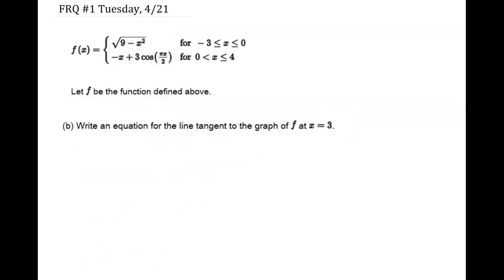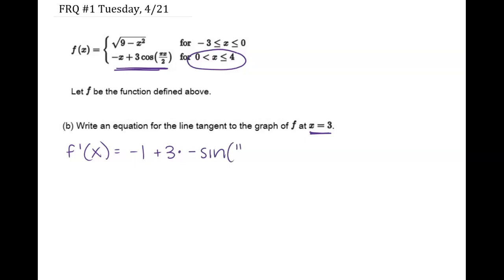For part B, we're finding the equation of the tangent line. So, first of all, for tangent line, we have to find the derivative, because the slope of the tangent line is just the derivative. At x equals 3, the function we will use is this one right here. So that falls in that interval from 0 to 4. So then f prime of x will be -1 plus 3 times derivative of cosine is negative sine of pi x over 2 times the derivative of our inside, which is just this. Derivative is pi over 2.